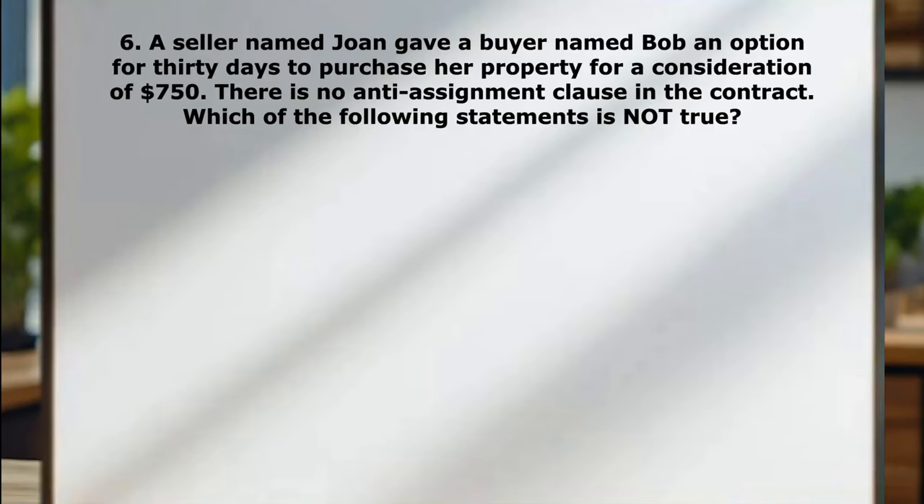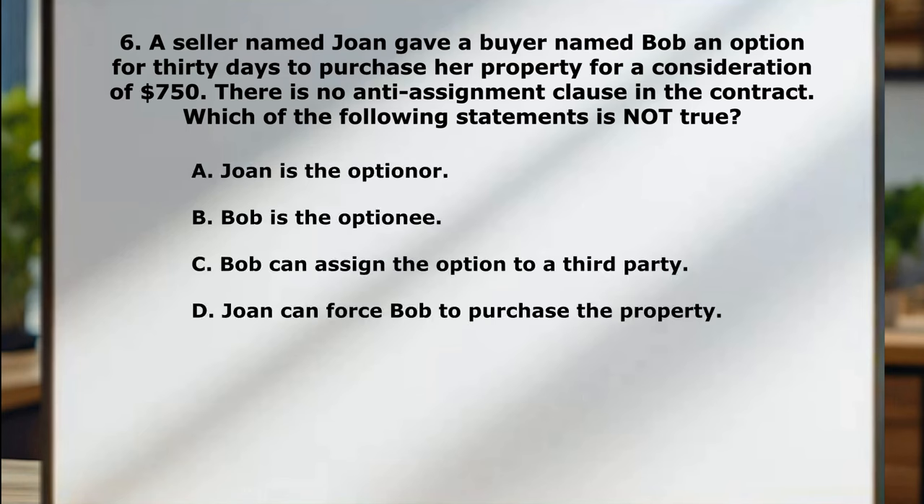Question number 6. A seller named Joan gave a buyer named Bob an option for 30 days to purchase her property for a consideration of $750. There is no anti-assignment clause in the contract. Which of the following statements is not true? A. Joan is the optionor. B. Bob is the optionee. C. Bob can assign the option to a third party. D. Joan can force Bob to purchase the property.